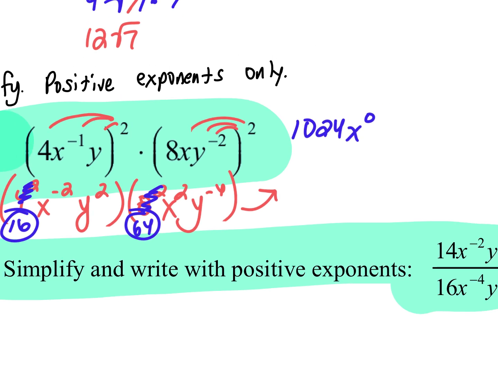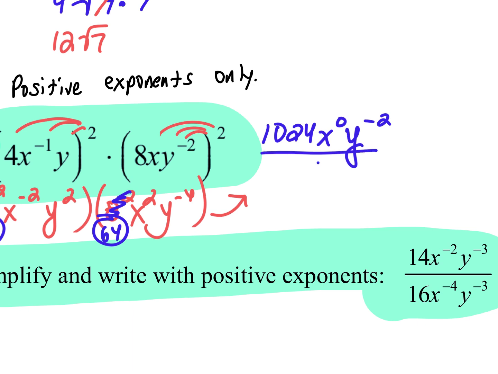And then I'm going to do the same thing with my y's. I have y, and I'm going to add my exponents. What is 2 plus negative 4? Negative 2. I have to rewrite this using positive exponents only. So remember, this is over 1, correct? So where am I going to move my y to the negative 2? To the denominator.